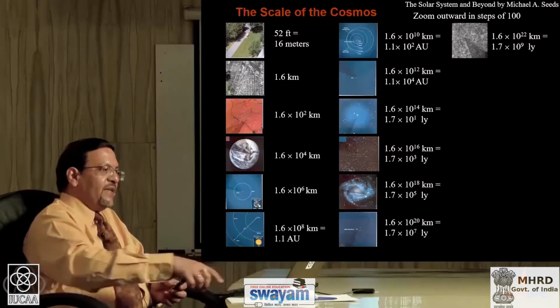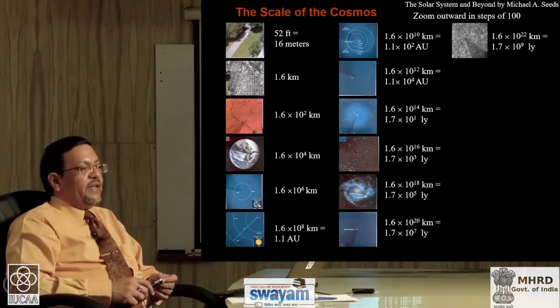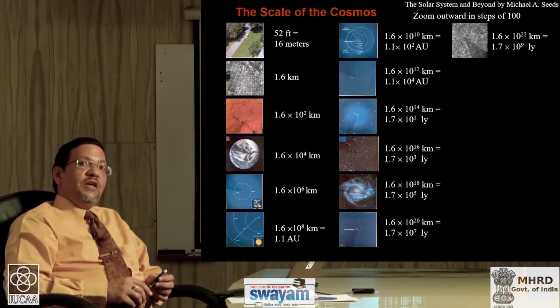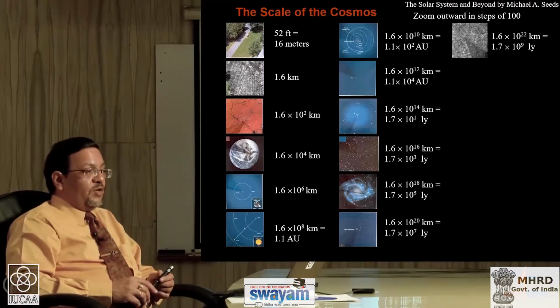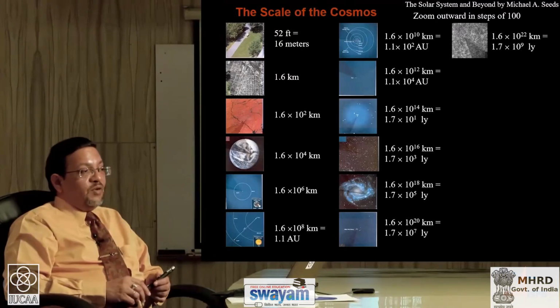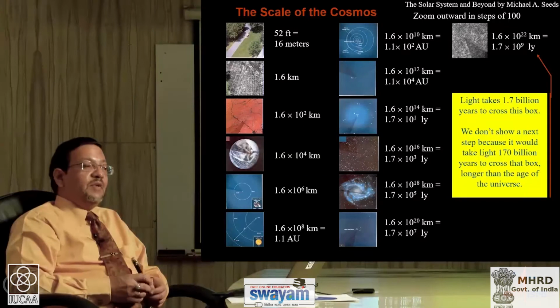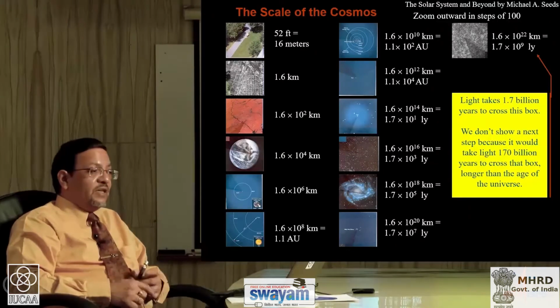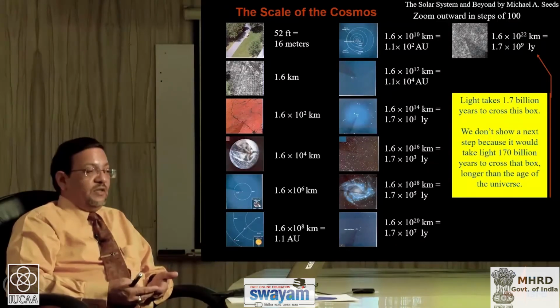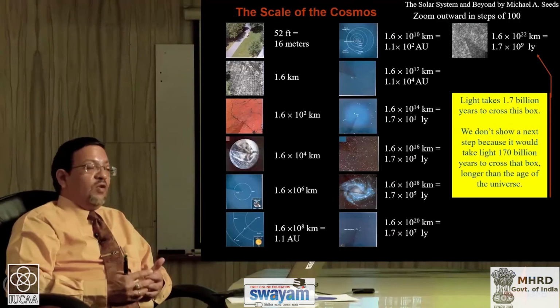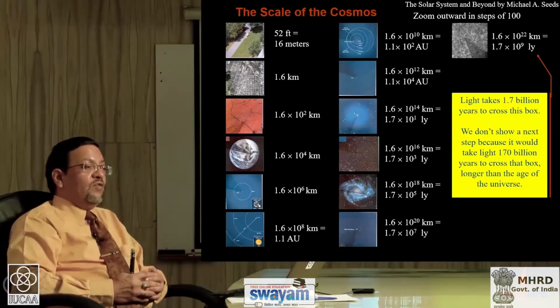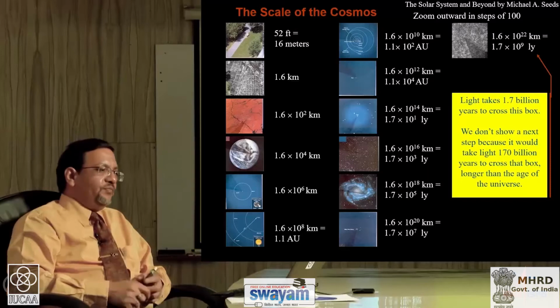So, if I summarize this, I have taken only 12 steps to come from my neighborhood to cross the dimensions of the universe. But you must have noticed that I am not showing anything beyond that, and the reason for that is, if I take one more step, I will be crossing the dimensions of the universe, and what we know now is that it is only 14 billion years.